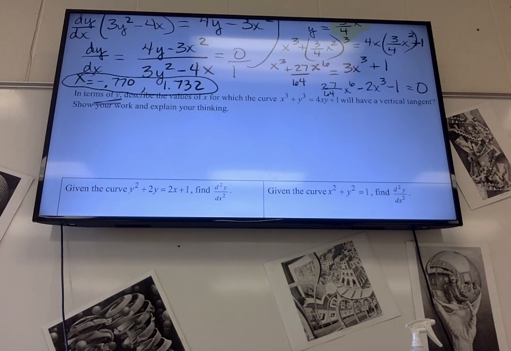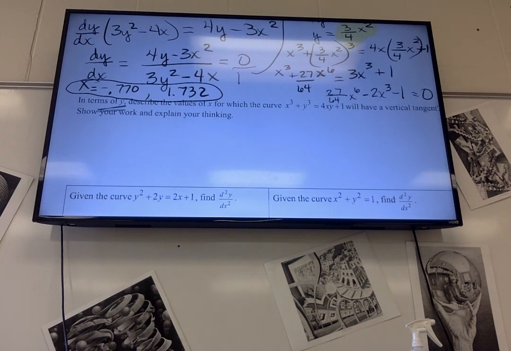So how can I tell when this has a vertical tangent? When it's undefined. When 3y squared minus 4x equals 0. Because it's undefined if 0 is in the denominator. So you take the denominator and you set it equal to 0. Why again? Because we want to know when it's a vertical tangent. A vertical tangent has an undefined slope. Why do we take the denominator? Because 0 under the line is undefined.